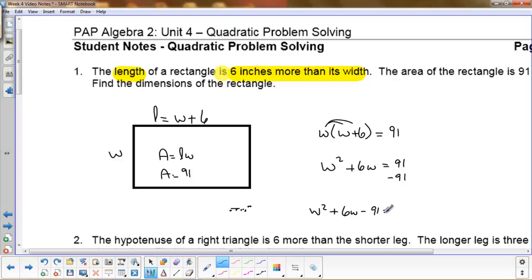W squared plus 6W minus 91 equals 0. Now what I'm going to do is I'm going to go ahead and factor this, and the two numbers that multiply together to make negative 91 and add to positive 6 are going to be 13 and negative 7. So the factored form of this becomes W plus 13 and W minus 7. Following that, I'm going to set each one of these equal to 0 and solve for W.